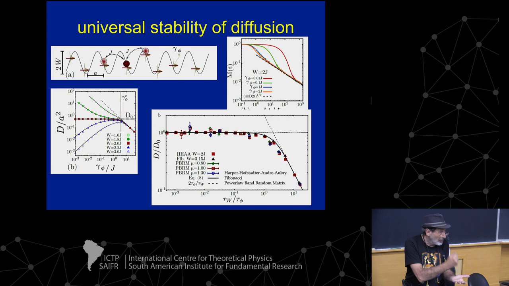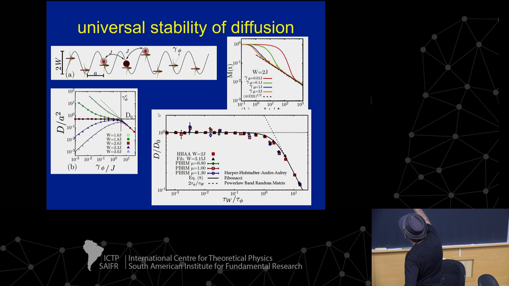In all these systems, in the power-banded random matrix you can vary the exponent from 1 through 3, which is the regime where it is chaotic and diffusive. And you see the diffusion constant is always very robust, very stable. For example, that's a completely universal curve. This is for the Harper model. So it's robust as you change the decoherence.